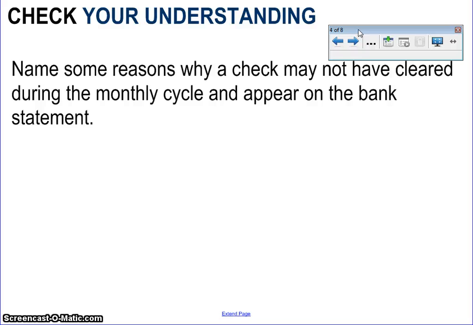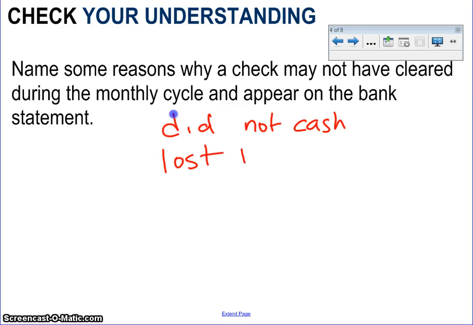All right, it says name some reasons why a check may not have cleared during the monthly cycle and appear in the bank. Sometimes it's as simple as you wrote a check to somebody and they just did not get to cash it yet. They didn't get to the bank, they were busy, so they did not cash it. Another possibility, you sent a check and it got lost in the mail. Another possibility, you had a negative account balance and the check bounced.